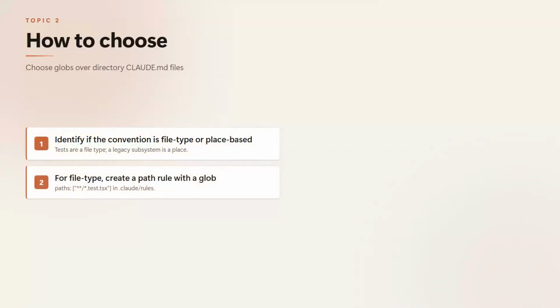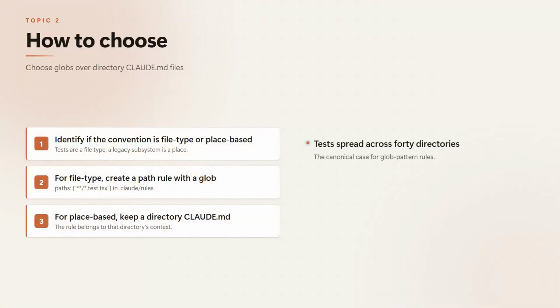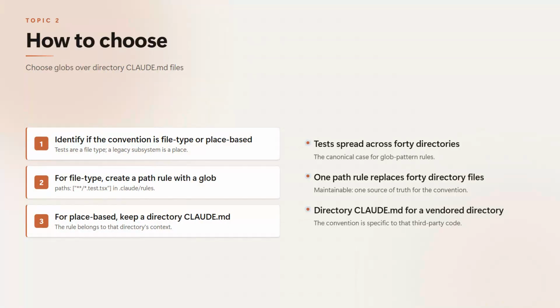Take the canonical case: tests spread across 40 directories. The convention is about the file type, not the location. You create a single path rule in .claude/rules with paths set to a glob matching test files.